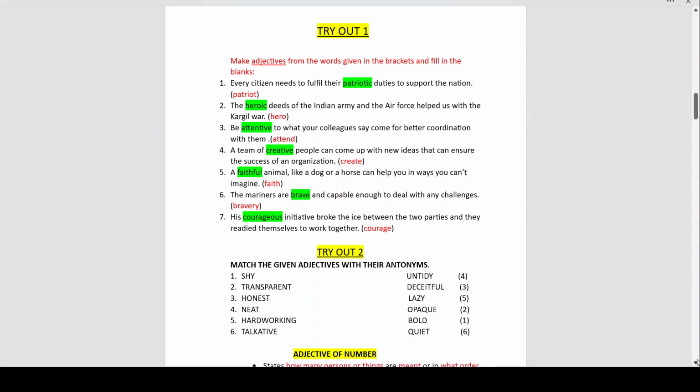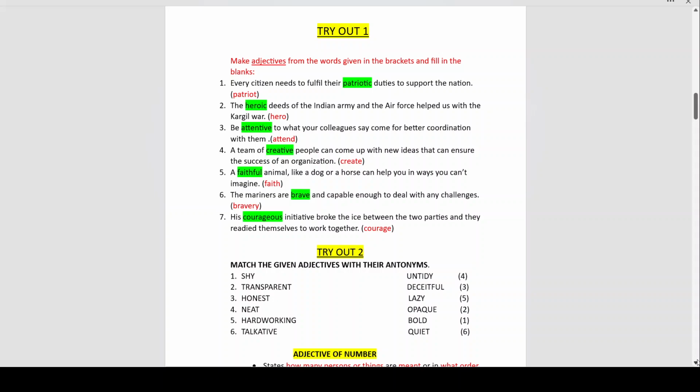Number three, be attentive to what your colleagues say, for better coordination with them. Attend. Now, be attentive. Now, attend becomes attentive. Number four, a team of creative people can come up with new ideas that can ensure the success of an organization. Create. Now, if we add this suffix IVE to create, it becomes creative.